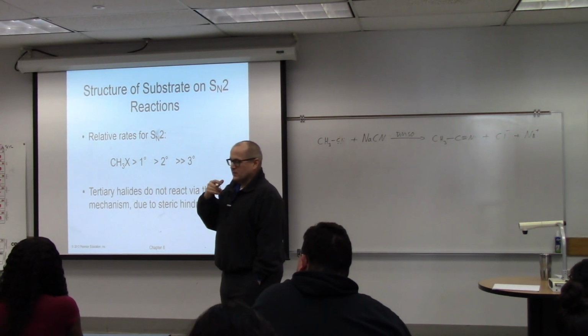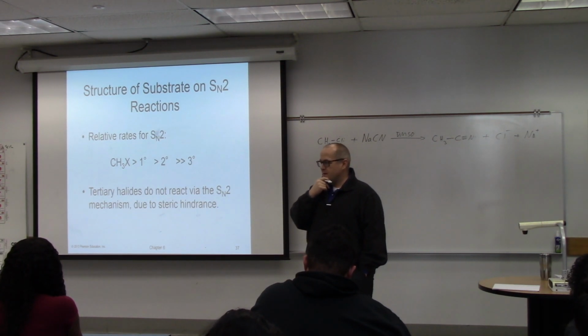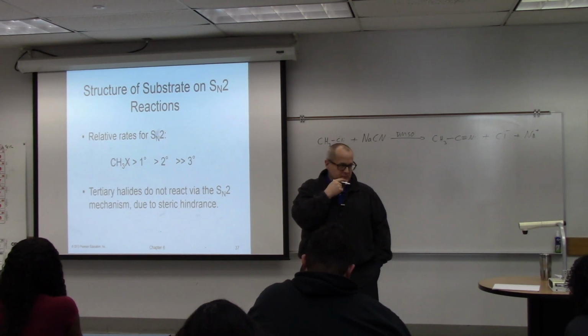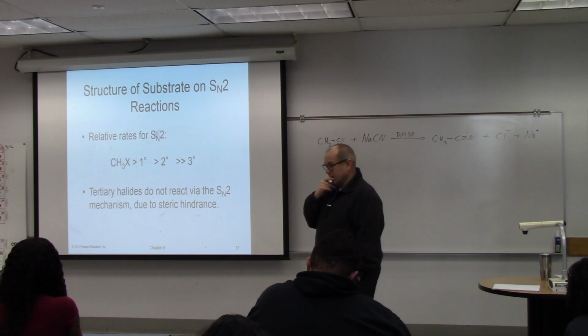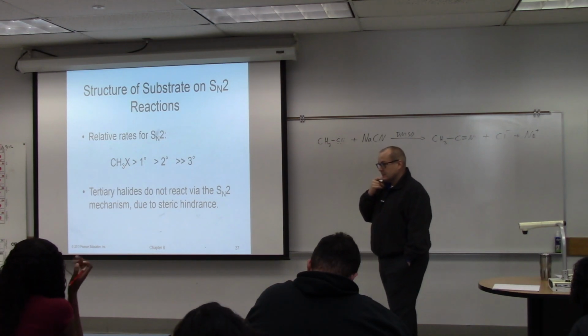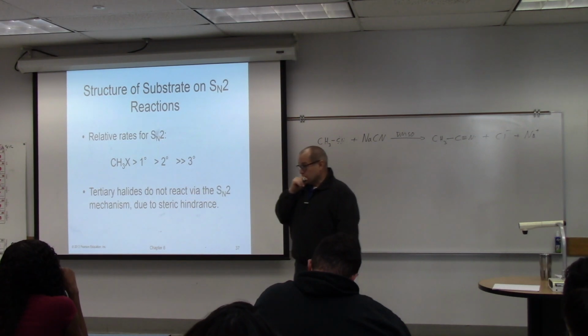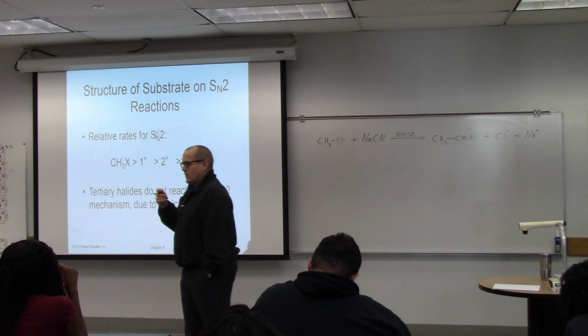Can you draw the Lewis structure? First of all, what kind of molecule is that? Is it ionic, covalent? It's ionic. So what does that mean? What does it mean to be ionic? What does it mean to have an ionic bond?